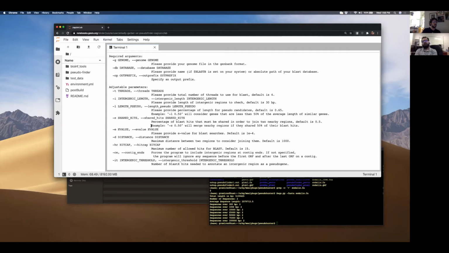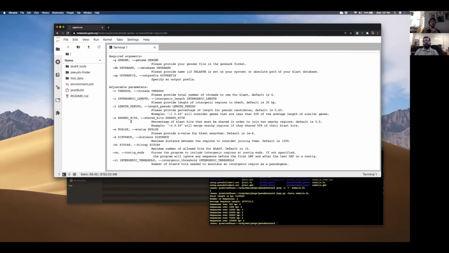So this, I feel, is pretty self-explanatory. If you have two gene fragments that have been separated by a stop codon, and each gene fragment recruits 15 blast hits, and all of those blast hits are exactly the same between the two genes, then Pseudo-Finder is going to assume that they are the same gene that have been separated by a stop codon.